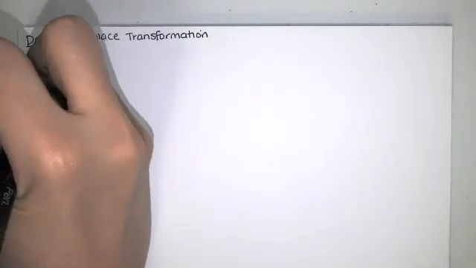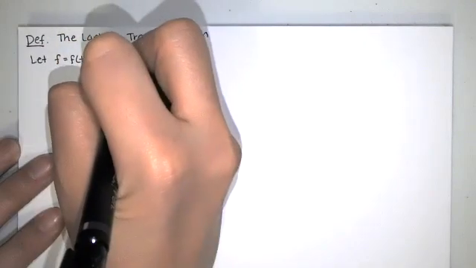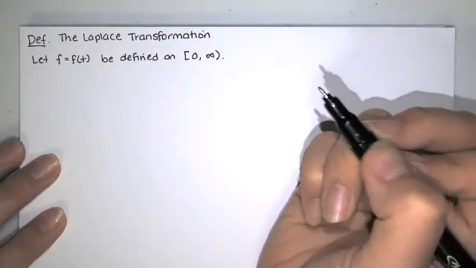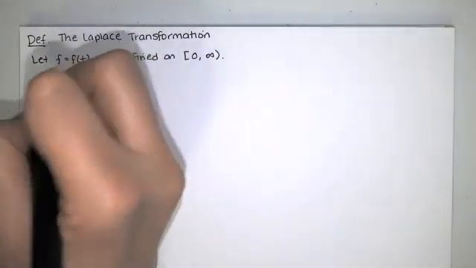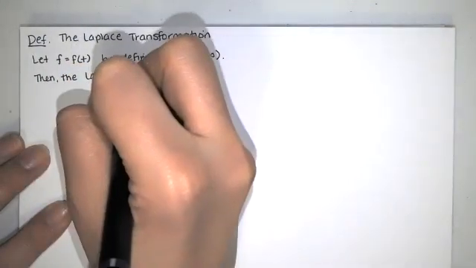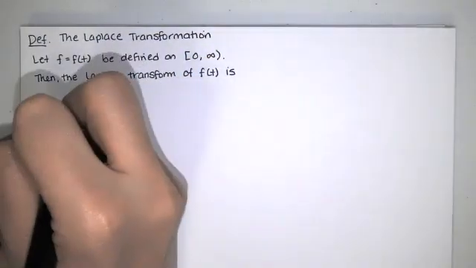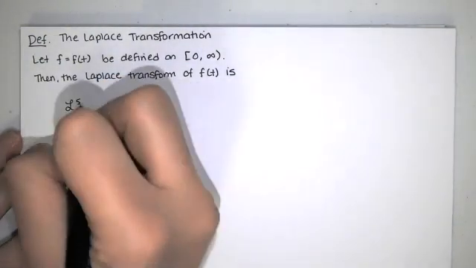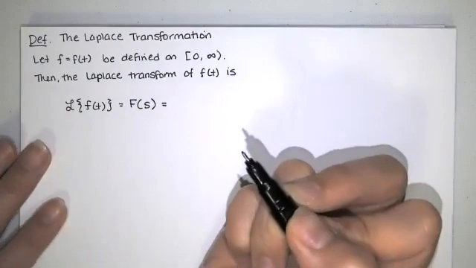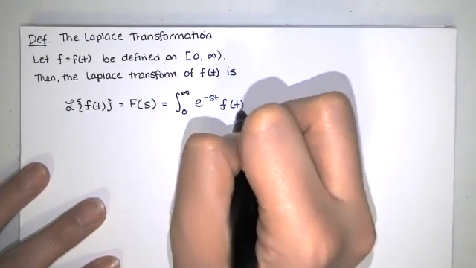So let's say that we have f, and f is a function of t, and f is defined on the interval from 0 to infinity. Then the Laplace transform of f of t is denoted this way. You have that L symbol, that's our operator. It's acting on the function f of t, and it actually gives us a function F of s back, and it's defined in this way. It's the integral from 0 to infinity of e to the negative st times f of t dt.